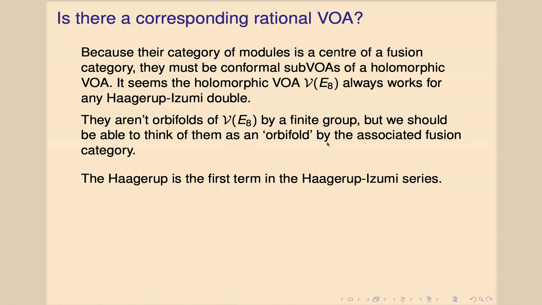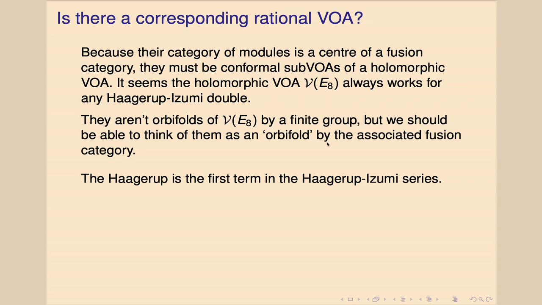I've lost my stream of consciousness here. So the whole group VOA, if it exists, it looks like it lies in two different ways, at least inside the E8 lattice VOA, a holomorphic VOA. We should think of this as an orbifold of E8 by the whole group fusion category, the even part of the whole group subfactor, whatever that means.